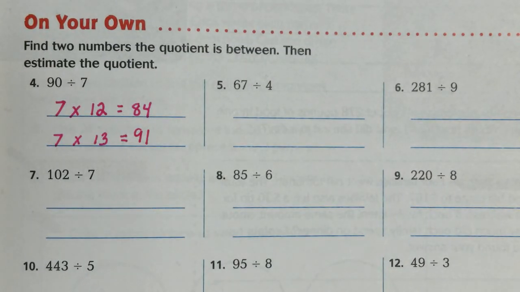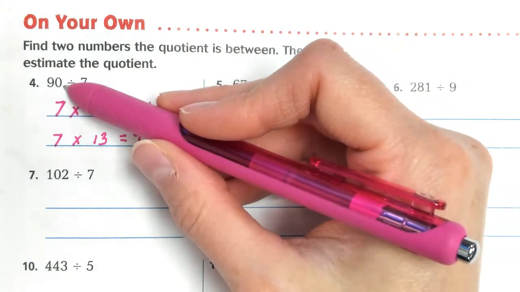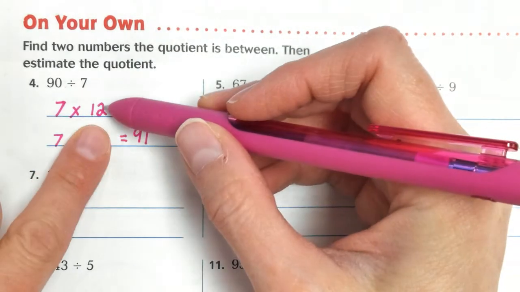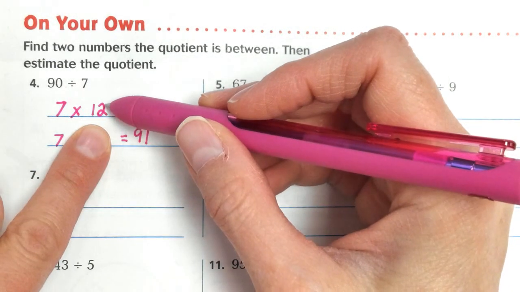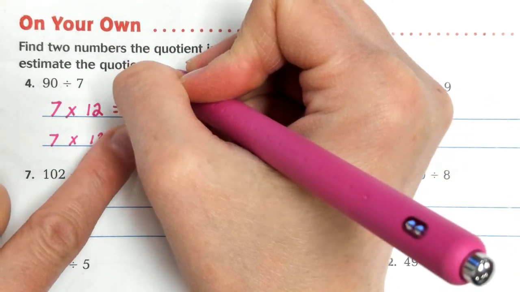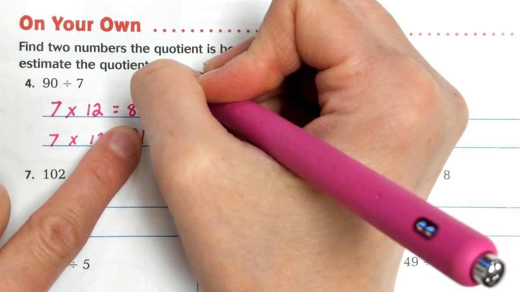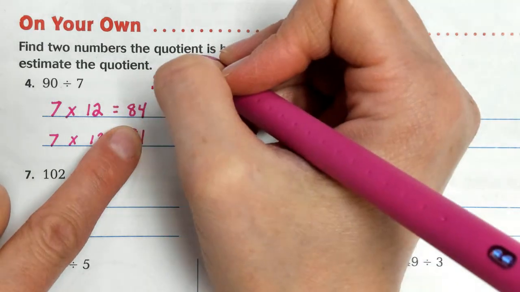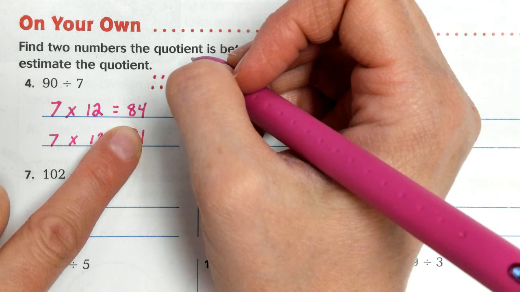Which one am I going to use to solve this problem? Yeah, because what happens? How many do I have here that I'm dividing? 90. I have 90. So I know that if I have 12 groups of 7, that's 84. And then I have 85, 86, 87, 88, 89, 90. That's okay. It's okay. This is the first problem.